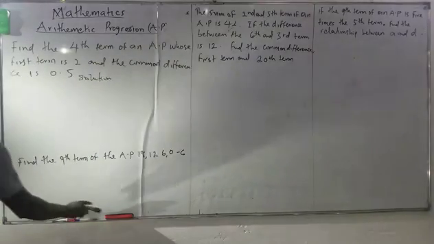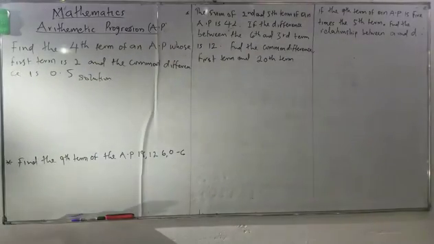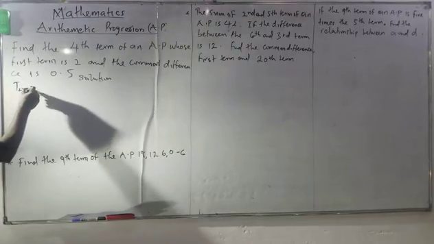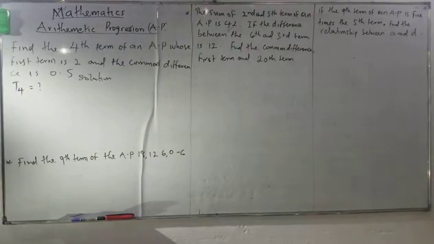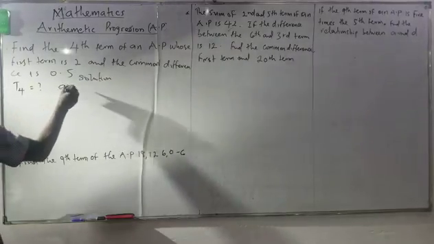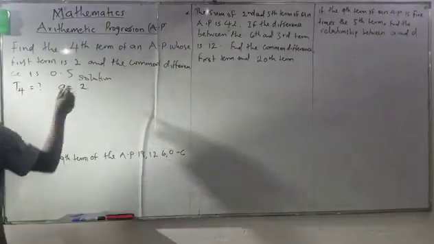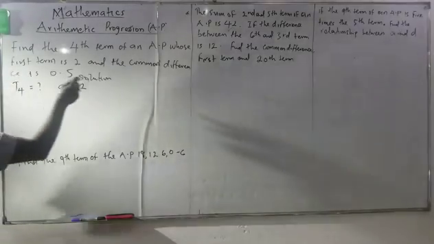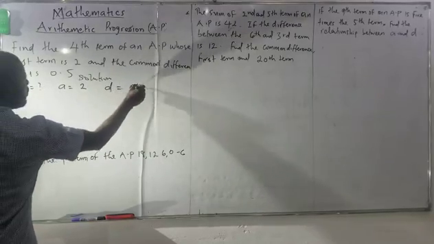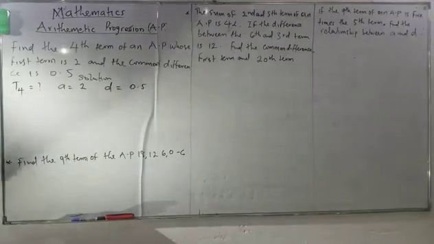Now, the first question says that, find the fourth term. It means I'm looking for what? T4. I don't know it. Find the fourth term of an arithmetic progression whose first term, my A, is 2, and common difference, my D, is 0.5. Now, this is a very simple question that you can solve easily.